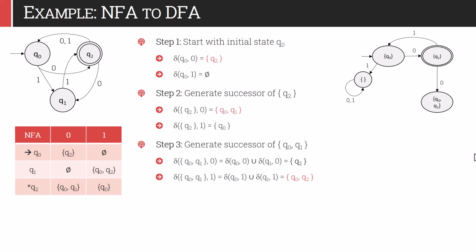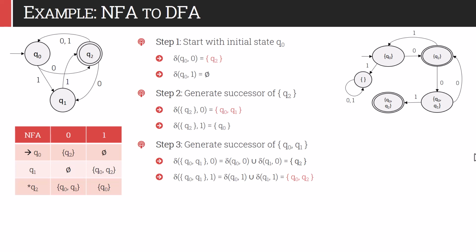So now we have 2 states and we have to find out transition on 0. That is equivalent to taking union of delta Q0, 0 and delta Q1, 0. So that leads to Q2 and transition on 1 from state Q0, Q1 gives us Q0, Q2. So Q2 is already processed in step 2, but Q0, Q2 is a new set of state. So by adding this to our transition diagram will look like this.